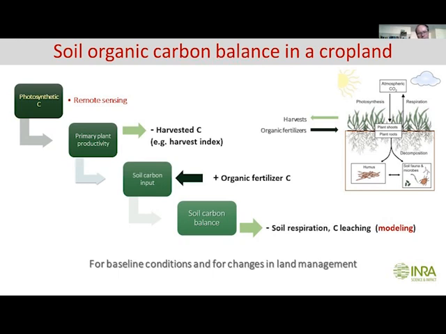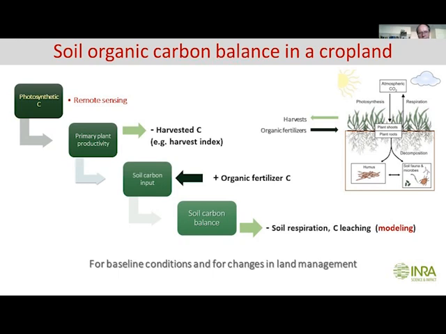So we should do this for the baseline conditions and also for a scenario where we change the land management or land use. How can we do this is a question, obviously. So we have estimates about photosynthesis from, for instance, remote sensing. Later, the talk by Ceschia will explain this.